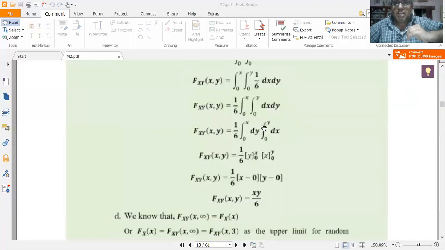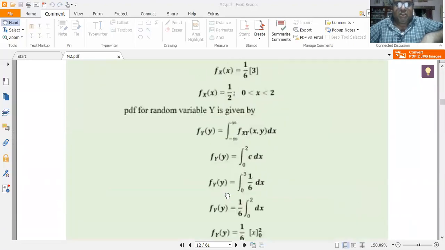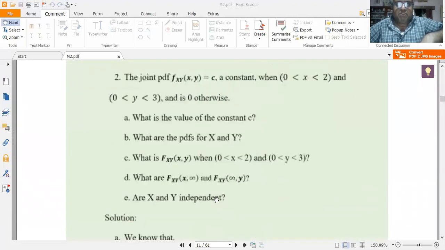So this double integral can be split as the product of two one-dimensional integrals. So this is equal to 1 by 6 integral 0 to x dy into integral 0 to y dx. Integral dy is y, integral dx is x. So I get 1 by 6 into y limit 0 to x into x limit 0 to y. I get 1 by 6 into x minus 0 into y minus 0 after I substitute the lower and the upper limits. I get xy by 6 as the joint CDF. Third part is over.